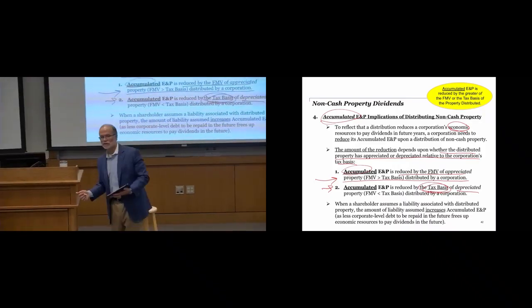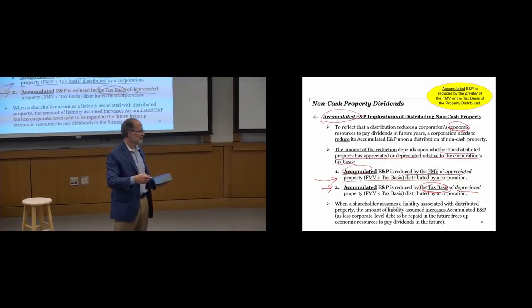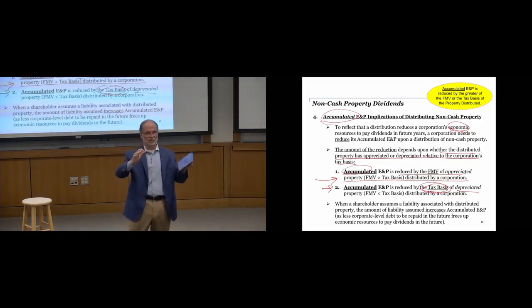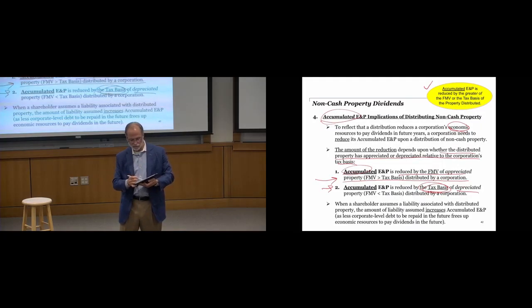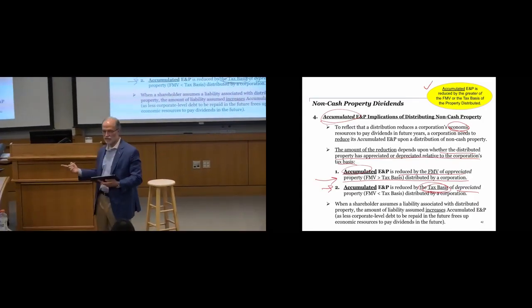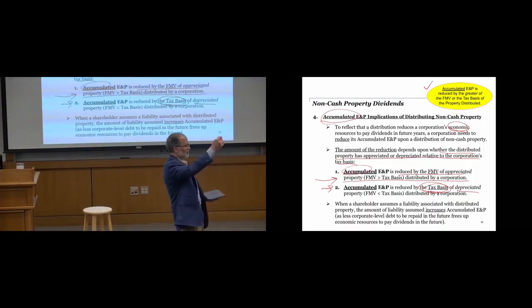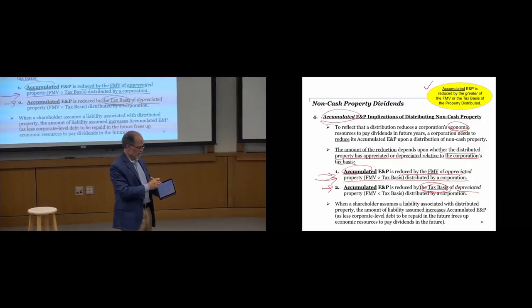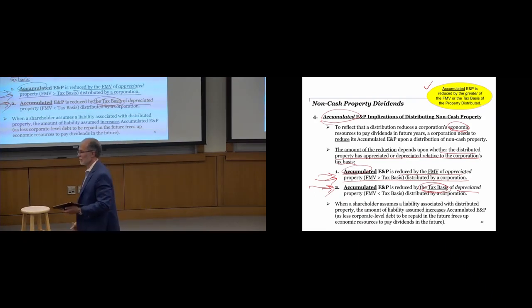So you can either choose to remember these rules by the reasoning that I just went through, as to looking at it in total from current and accumulated aspect, or you can use the rule in the bubble. Accumulated E&P is reduced by the greater of fair market value or tax basis. If fair market value is the higher number, then you're in the first item here. If tax basis is higher, then you're in the second. You don't have to worry.